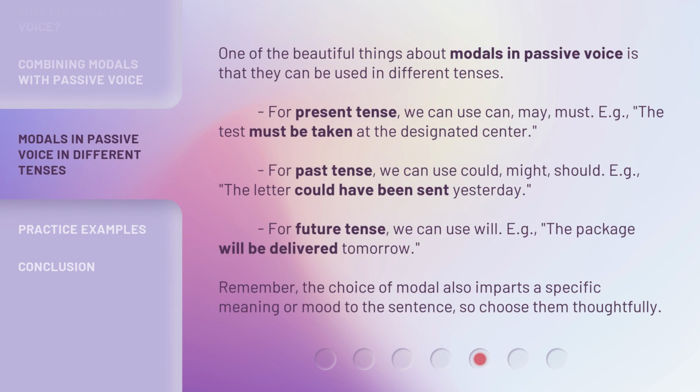One of the beautiful things about modals in passive voice is that they can be used in different tenses. For present tense, we can use can, may, must. E.g., "The test must be taken at the designated center." For past tense, we can use could, might, should. E.g., "The letter could have been sent yesterday." For future tense, we can use will. E.g., "The package will be delivered tomorrow." Remember, the choice of modal also imparts a specific meaning or mood to the sentence, so choose them thoughtfully.